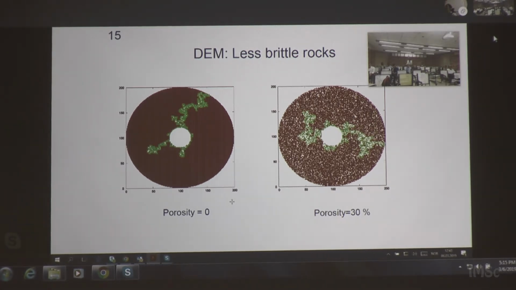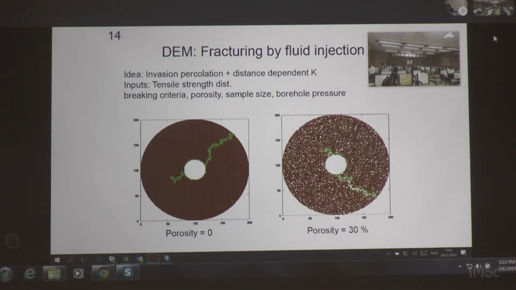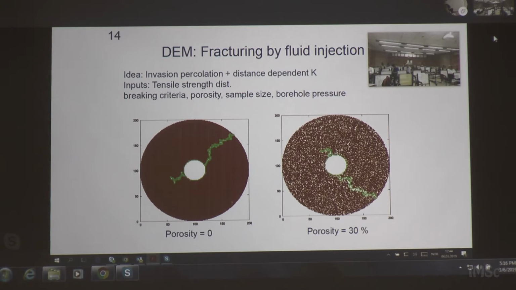Why is the fracture so rough when the porosity is 0? I thought that it would just be one straight crack. No, because of the distribution of your tensile strength. We are not considering a single strength for all the elements. There is a distribution of strength. That's why it's rough. But you are right. If you take all the elements to be of the same strength, then you can expect a single line.